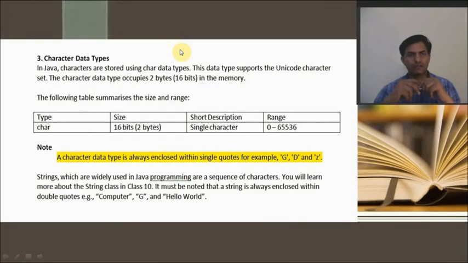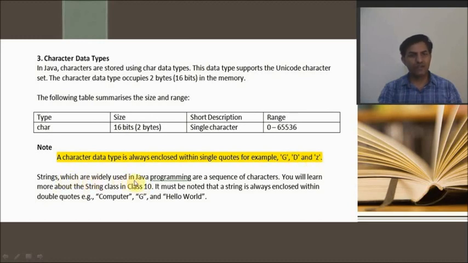Third one is your character data type. In Java, characters are stored using char data type. This data type supports the Unicode character set. The character data type occupies 2 bytes, that is 16 bits in the memory. Char, its size is 16 bits, that means 2 bytes, and it is used for a single character only. The range is from 0 to 65,536. A character data type is always enclosed within single quotes. For example, in single quotation you can write any alphabet G, D or Z.